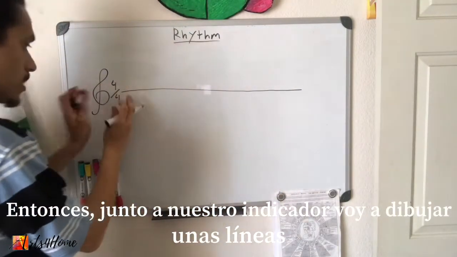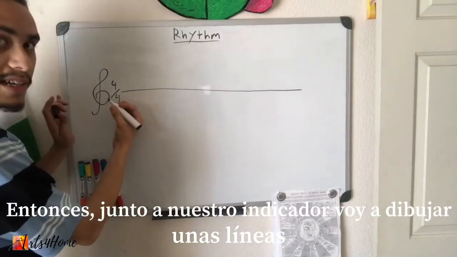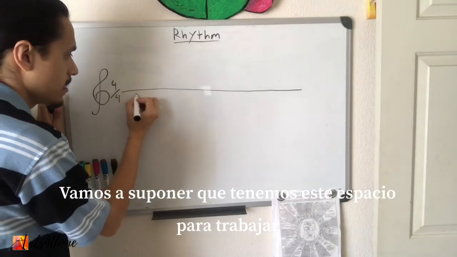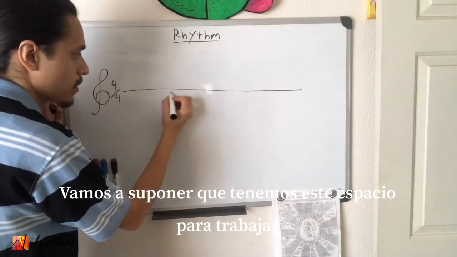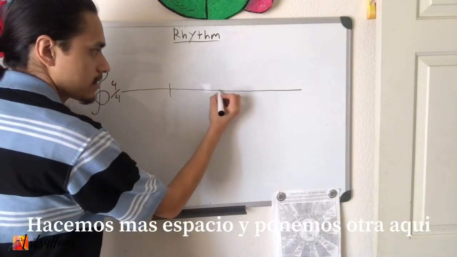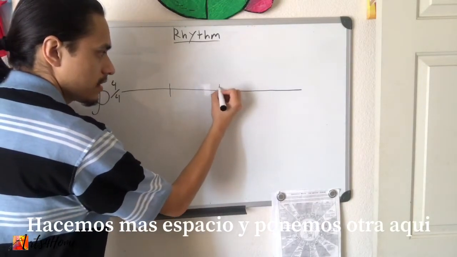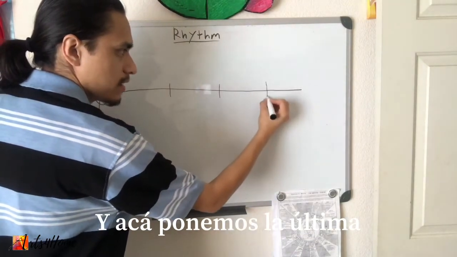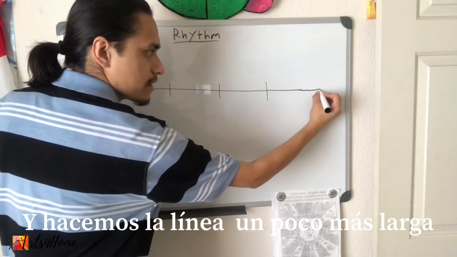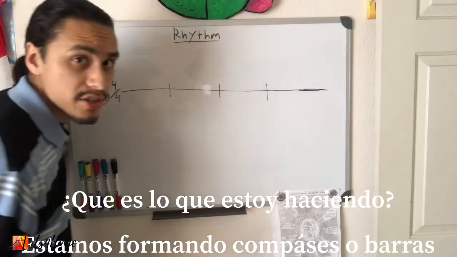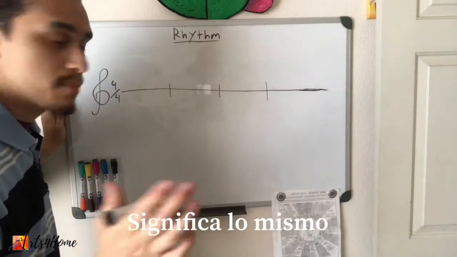So, along with our time signature, which I'm going to explain in a second, I'm going to draw some lines. Let's say that we have this much space to work with, and I'm going to put a line here, okay? And then a little bit more, and then I'll put another one here, and a little bit more, and I'll put the last one here, and I'm going to make the line just a little bit longer. Now, what am I doing? I'm making something called measures, or bars, okay? It means the same thing.